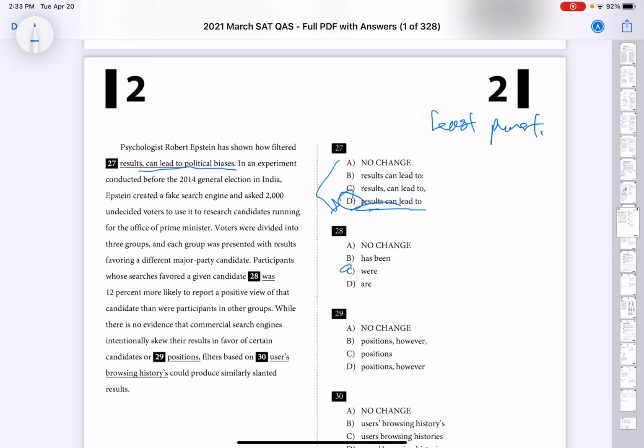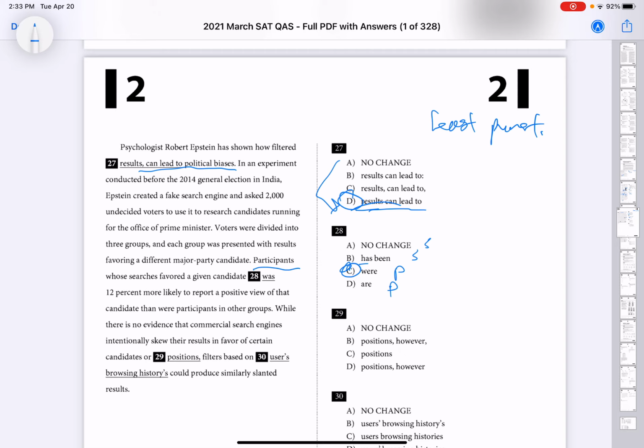Number 28 should be "were," because they're saying participants. Now, I'm going to go through my trick here again, just so that it can help you out. I kind of read through that quickly, but if I was doing this just for fun, I would label the answer choices. First, "was" is singular. "Has been" is singular because of the present perfect "has." "Were" is plural. And then "are" is also plural.